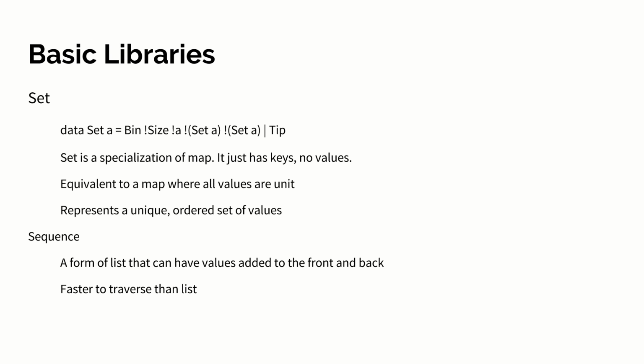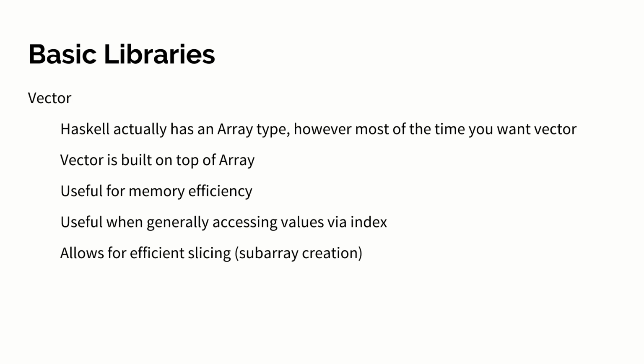Sequence is a kind of list that can have values added to its front and back. It is faster to traverse than list. However, you should double check using list because many times list is competitive with this and sequence requires a little more overhead. So unless you need the extra traverse speed or access to both ends of the list, you should look into using list.